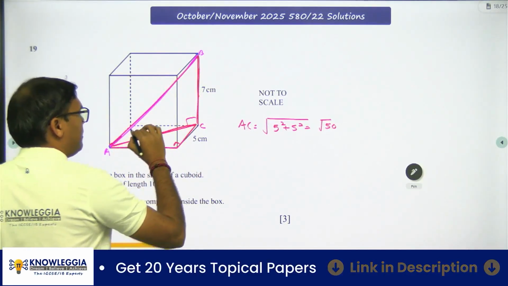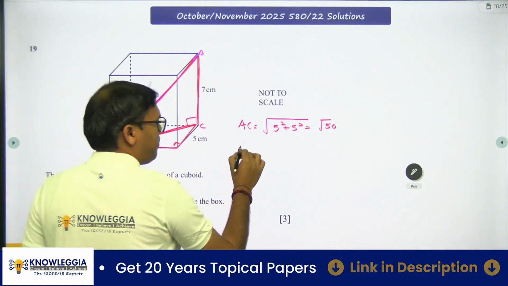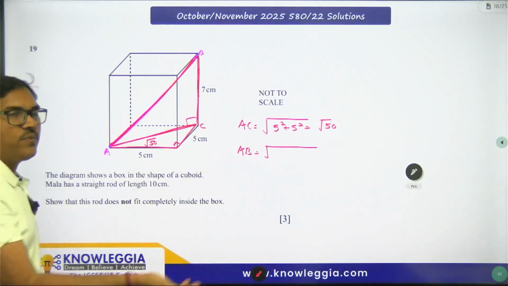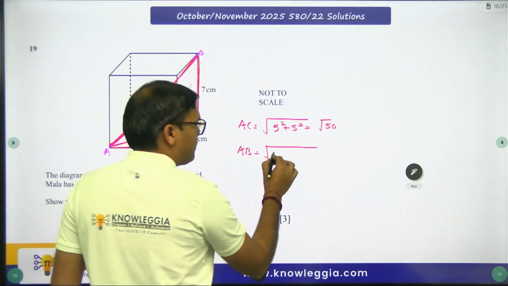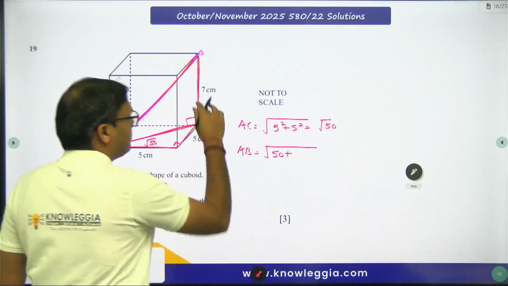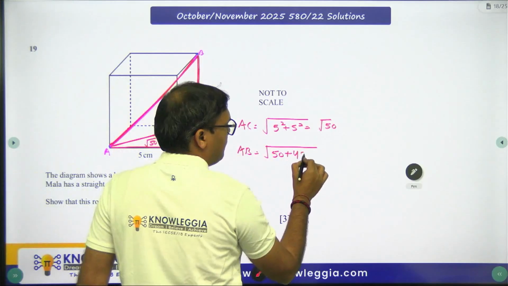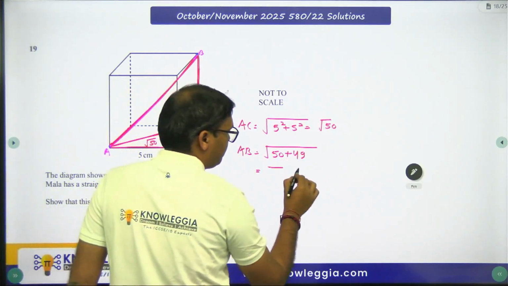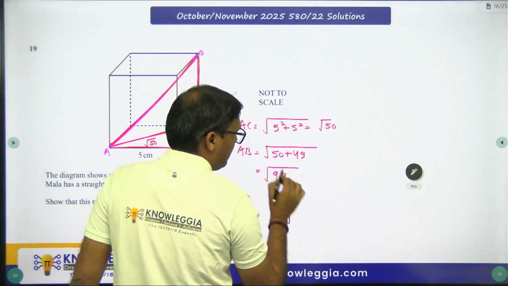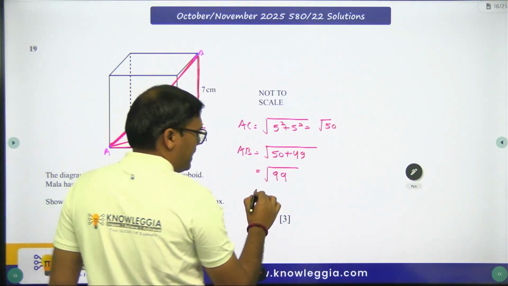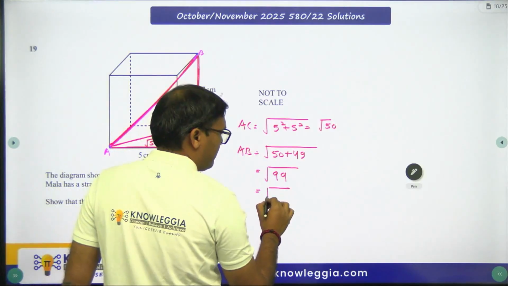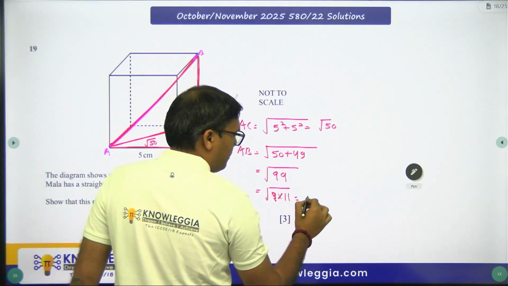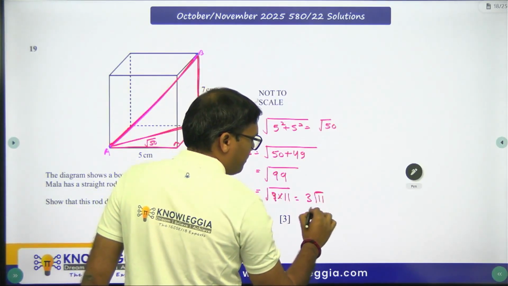So you can see AB will be equal to under root of root 50 square plus 7 square. That is Pythagoras again. That is 50 and this is 49, 7 square, which is 49. Correct? Now what is this? This is equal to 99. Right? Now what is 99? If you simplify, this is 9 into 11, which is equal to 3 root 11.